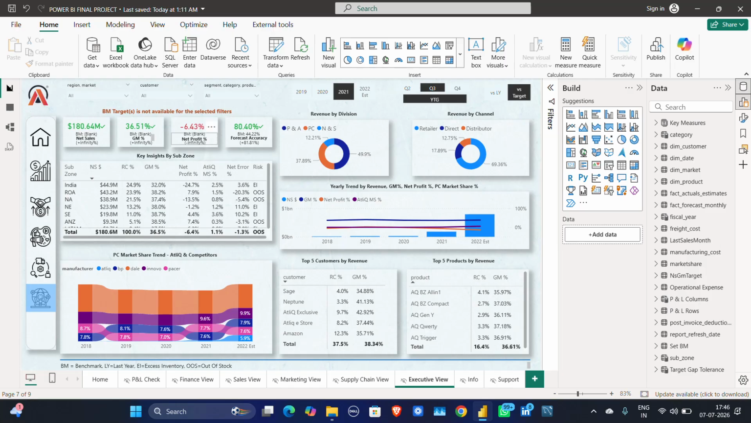You'll also notice some KPI values are displayed in green while others appear in red. Net profit is in red while others are in green. So green indicates that the company is performing better than expected, whereas red highlights metrics that are below expectations and may require management attention.